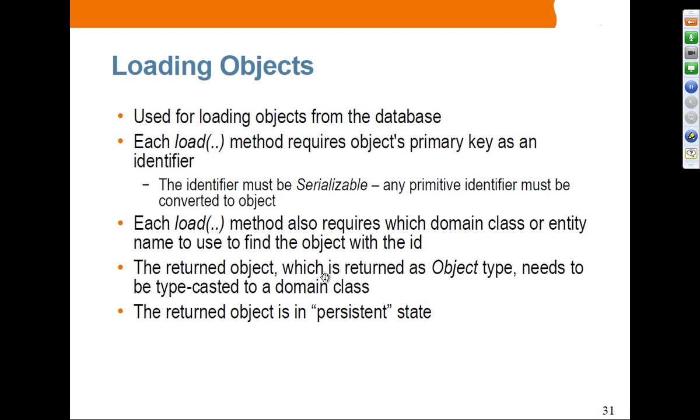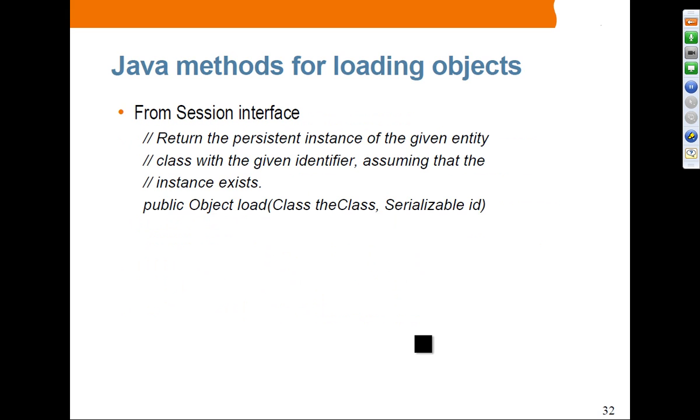The returned object, which is returned as Object type, needs to be typecast to the domain class. And the returned object is in persistent state because it is immediately read from the table. So this is the load method: you specify the domain class, and then you specify the object identifier.